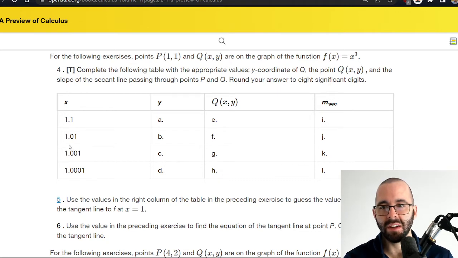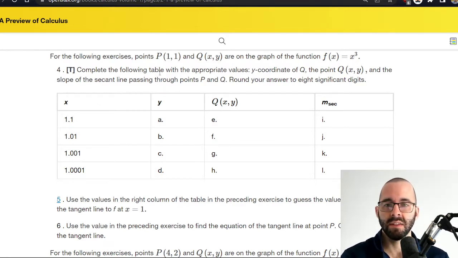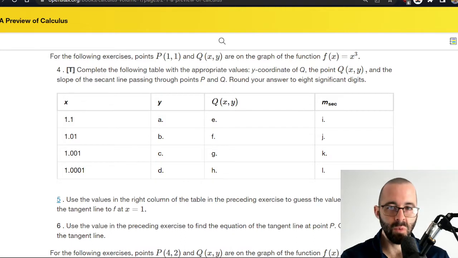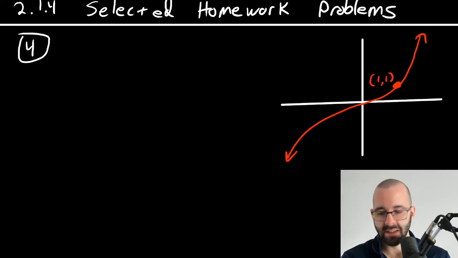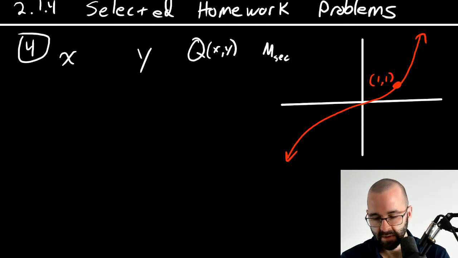And these are our x values down here. The other points are very close to 1, and we're going to look at secant lines. It wants us to complete this table with a bunch of values: x, y, the point, and the slope of the secant line. X is x, y is y. The point is Q, the point (x, y). And m secant is the slope of that secant line.